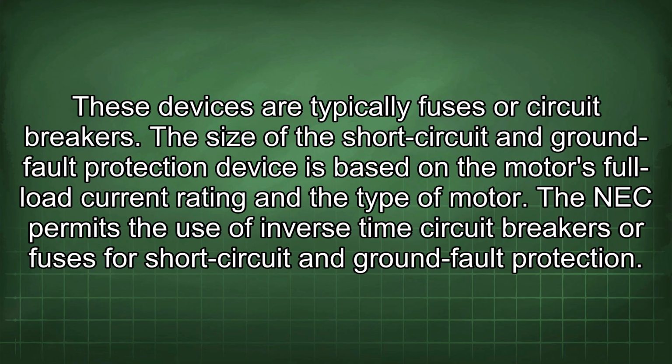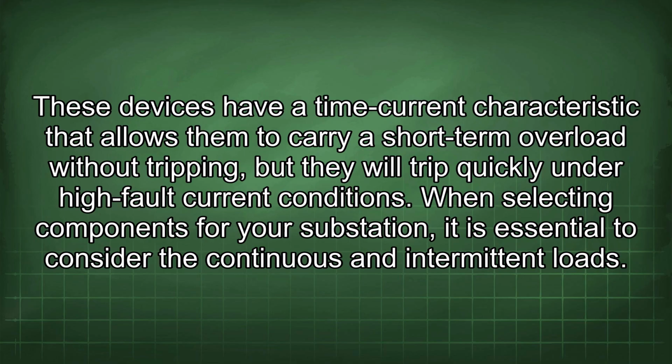The size of the short circuit and ground fault protection device is based on the motor's full load current rating and the type of motor. The NEC permits the use of inverse time circuit breakers or fuses for short circuit and ground fault protection. These devices have a time current characteristic that allows them to carry a short-term overload without tripping, but they will trip quickly under high fault current conditions.